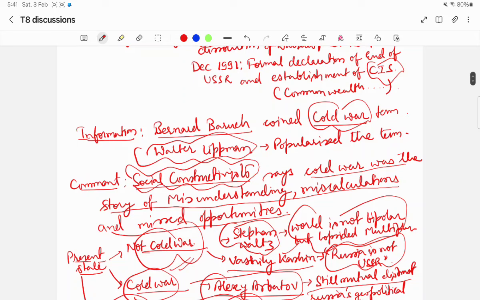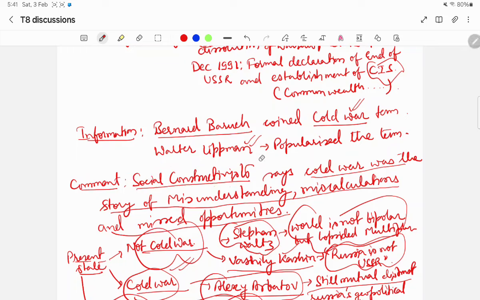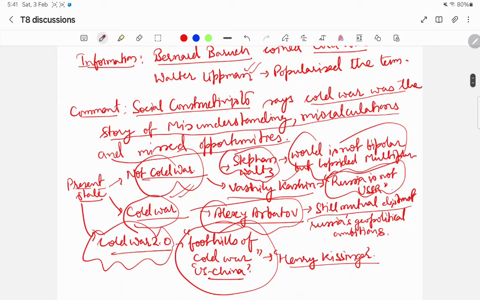I have given several pieces of information: that Bernard Baruch coined the word Cold War, and Walter Lippmann popularized the term. Okay, this you can mention in your answer. And then the social constructivists say that the Cold War was a story of misunderstanding, miscalculation, and missed opportunities.